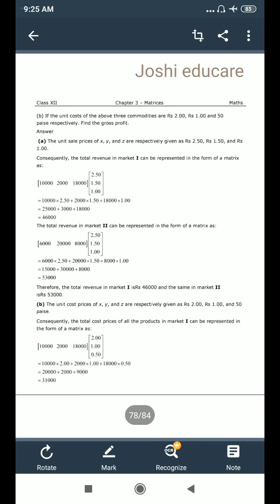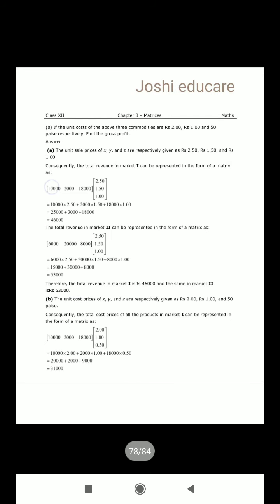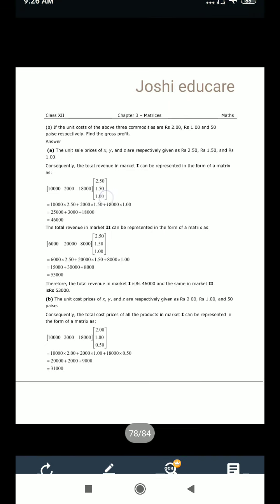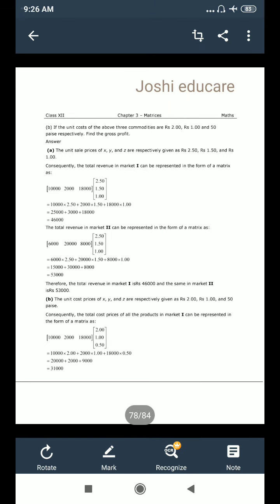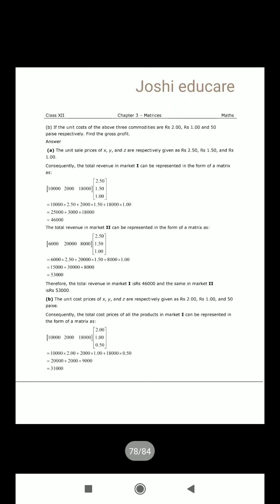So to get the first market, what will you do? Actually, we'll take the products sold in the first market as a row matrix and their prices as a column matrix. When we multiply these two, we'll get a matrix having only one element. The number of products in the first market we'll take as a row matrix and their respective prices as a column matrix. On multiplying both of these, you will get a single element and that will be the revenue in the first market. In the same way, we'll do that for the second market.